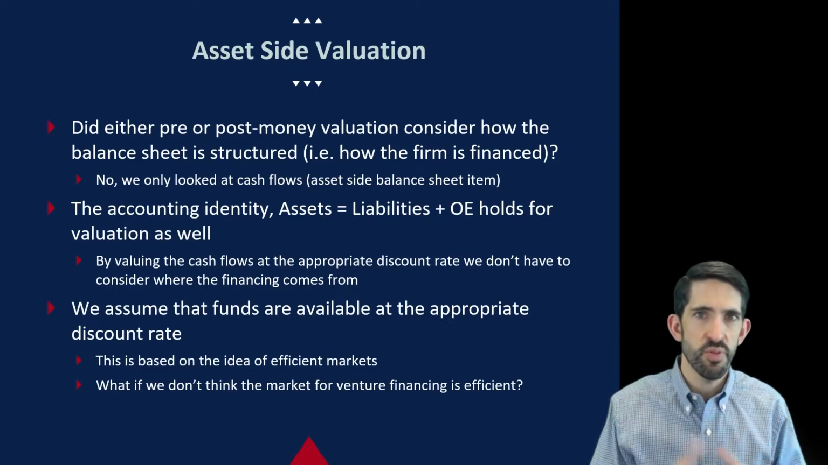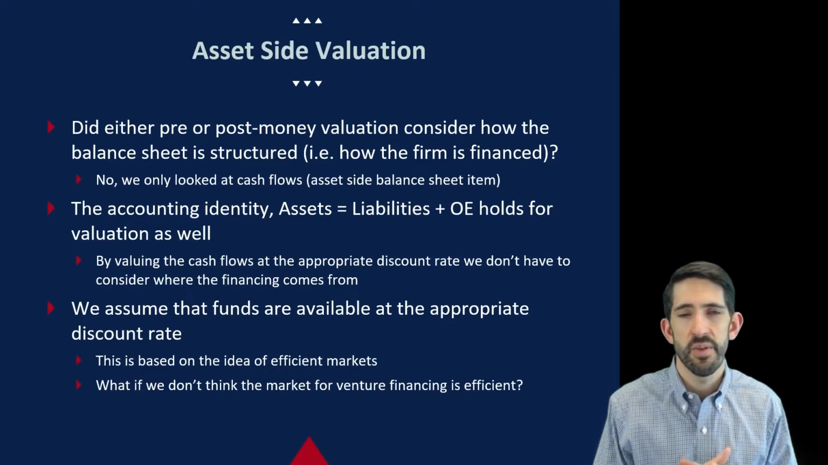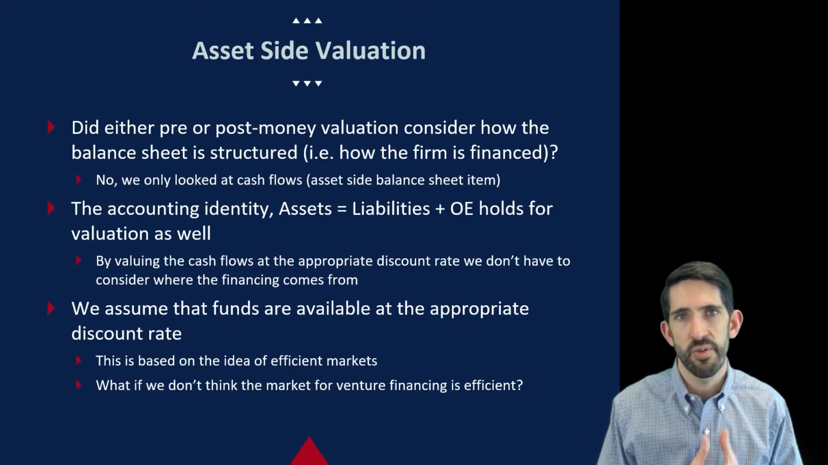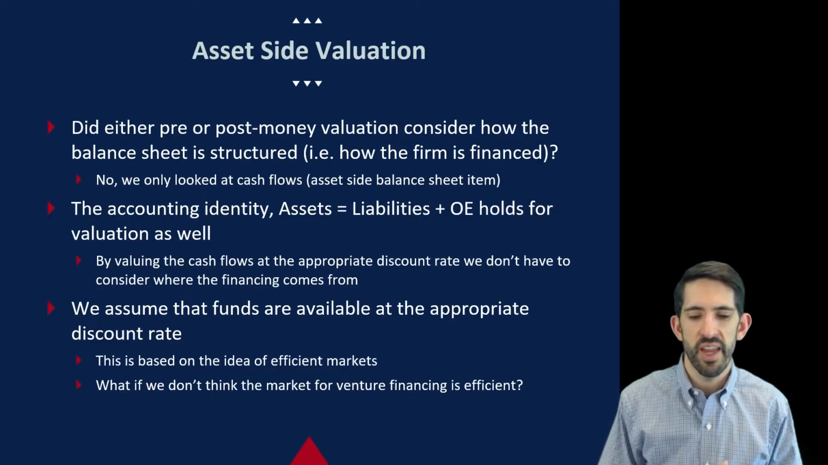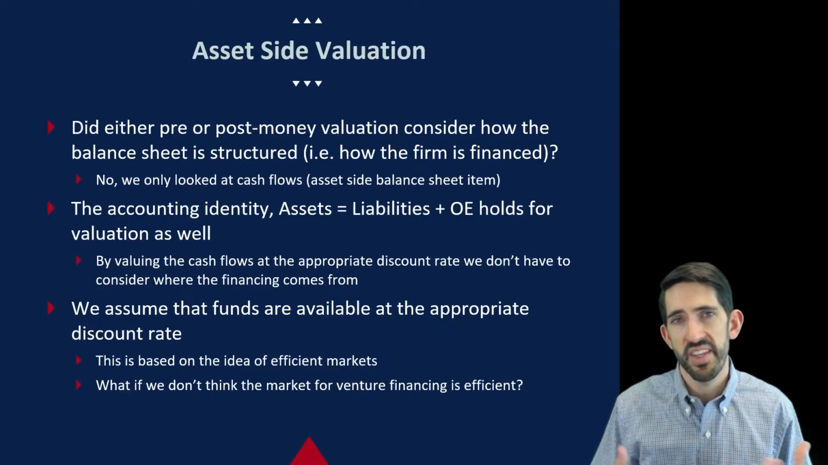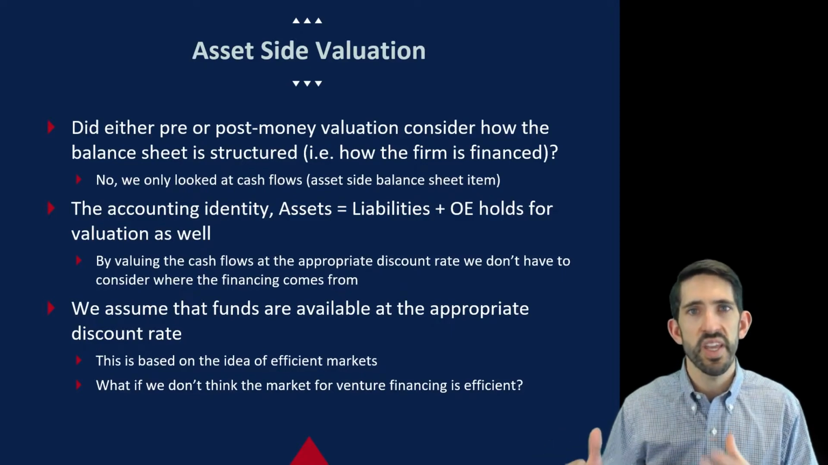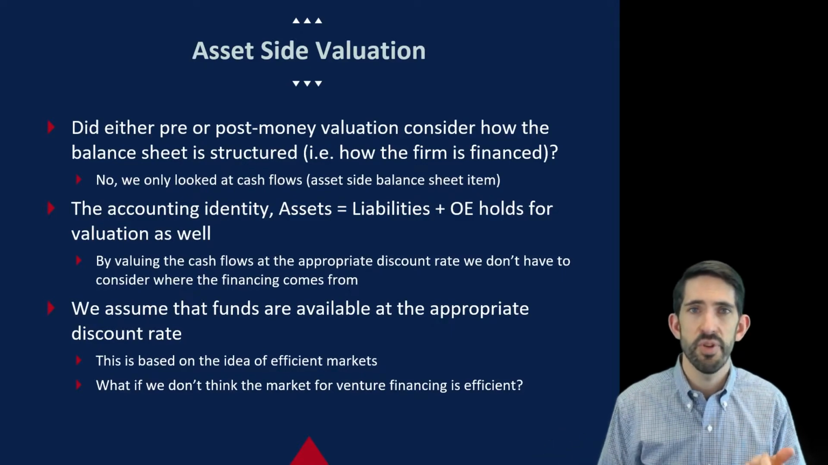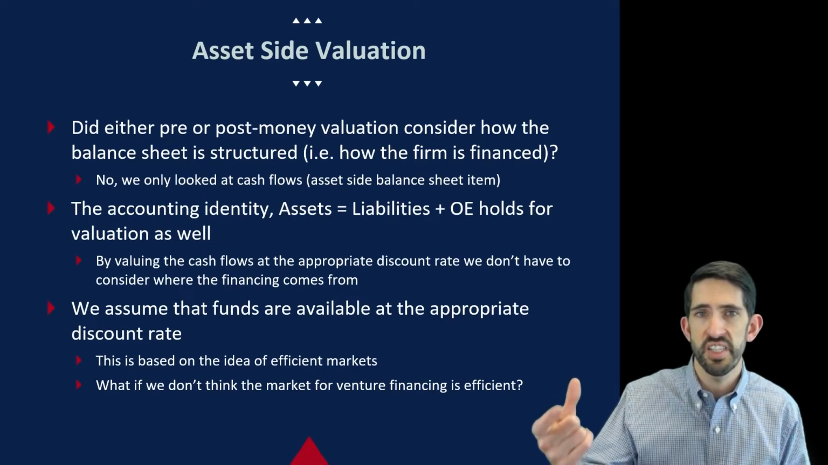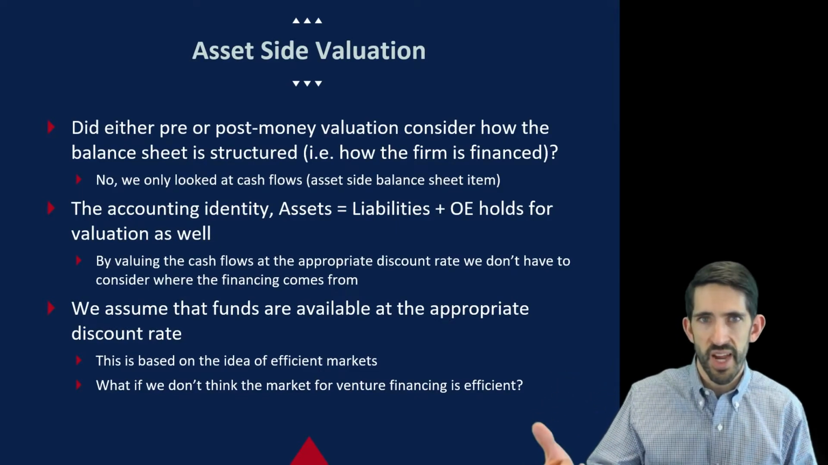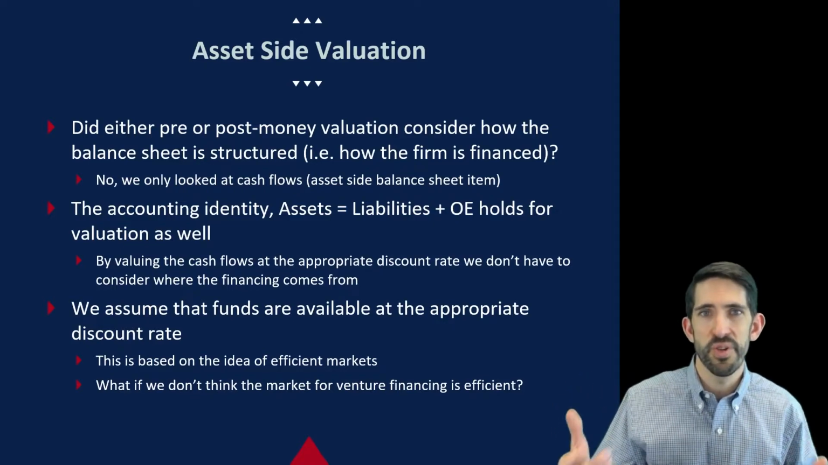And so in this process, we're assuming that we can get capital at an appropriate discount rate, right? Is that always the case? Well, not necessarily in reality, but this is where we get the idea of efficient markets. So if markets are efficient, then we can get that capital at the required discount rate, which is based on the riskiness of our cash flows. Now in reality, markets aren't always efficient.